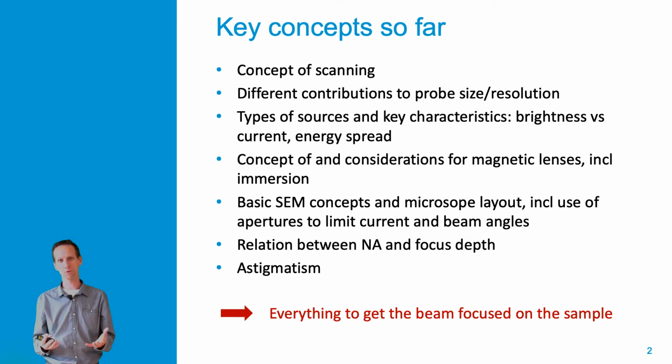We also briefly summarized the basic SEM concept and the microscope layout, including the use of apertures to limit current and beam angles. And we looked at the relation between the numerical aperture and the focal depth, seeing that in an electron microscope we can have a relatively large focal depth. Finally, we have briefly looked at what astigmatism is and why it is important in an electron microscope. So basically what we've done in the previous lecture is understand all the concepts to get an electron beam in vacuum and focus it onto the sample.